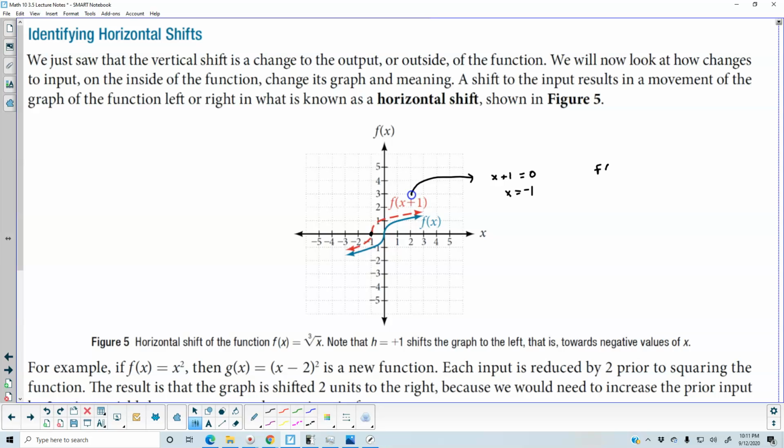Now, if this was f of x minus 1, and we would say x minus 1 is equal to 0, and solve for x, now it's positive, we would shift that to the right. So it's really important to take a look at what's happening with the input.